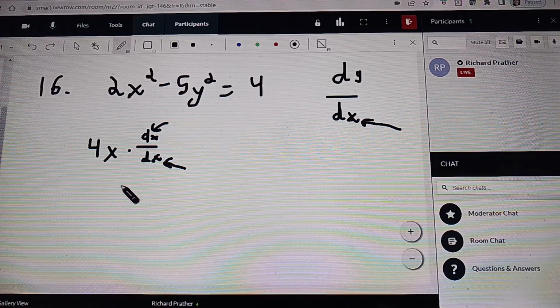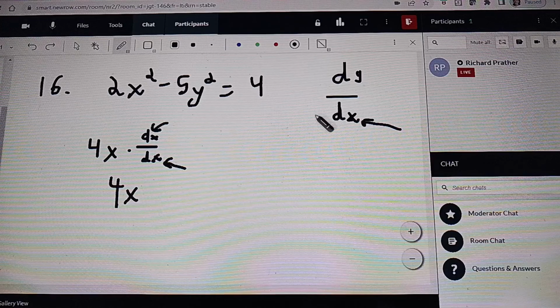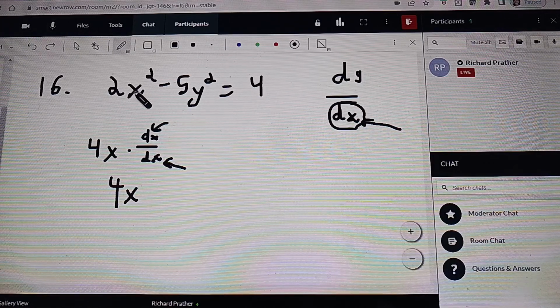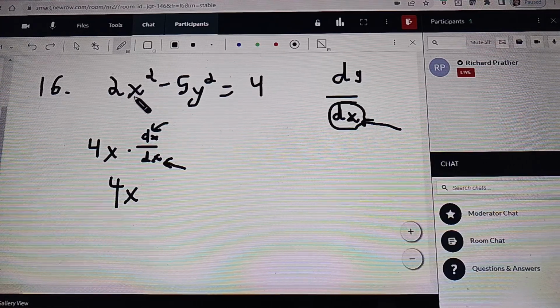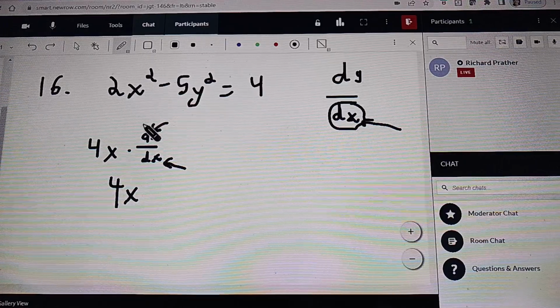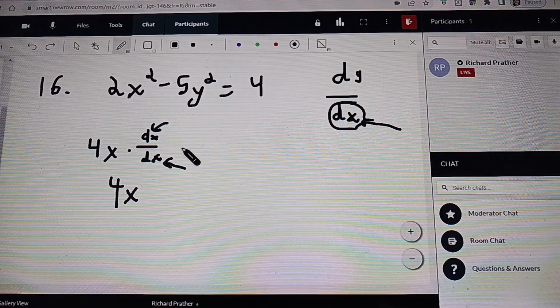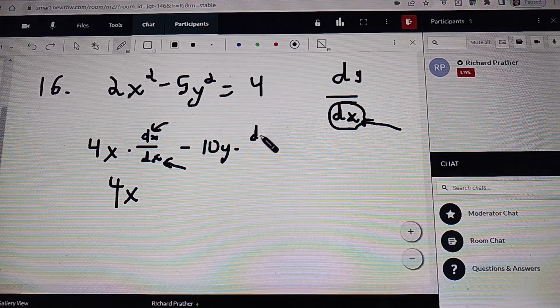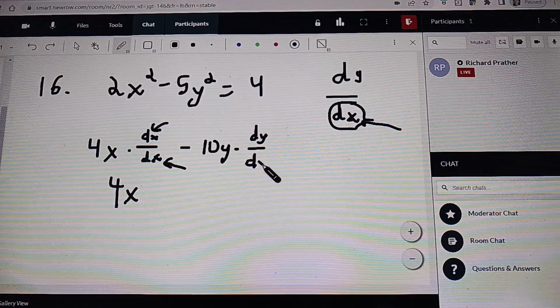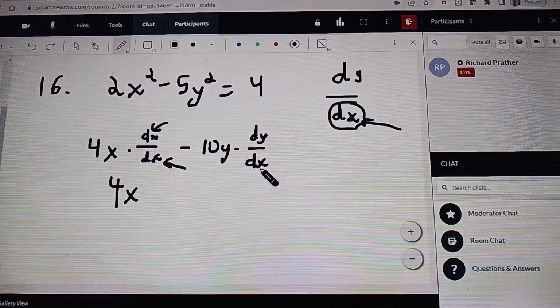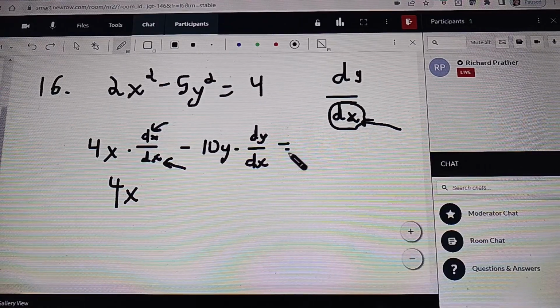But anything divided by itself is 1. So if the variable of interest is the one you're doing, then you can ignore that part basically, which is why it was always ignored up until this section. But now negative 5y squared, that has a derivative of negative 10y, but now I need to have a dy over dx for that. I'm working on a derivative of y, but x is the variable of interest. And the derivative of 4 is nothing. So here's what I have.